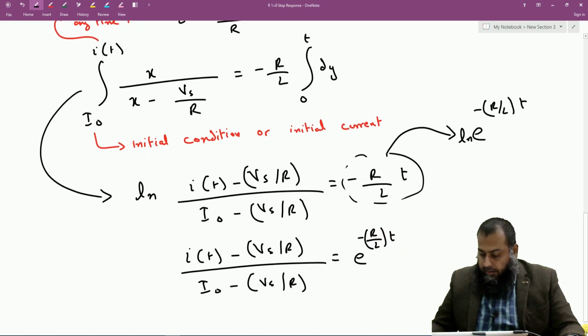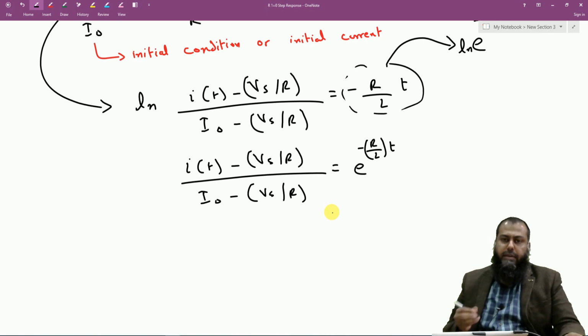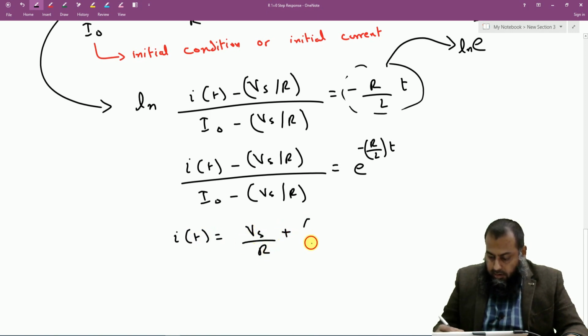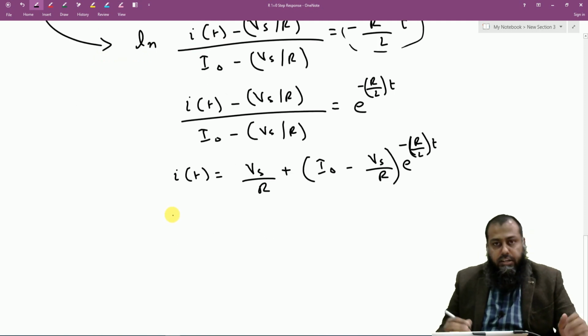Notice here that if I further manipulate this equation and do some mathematical arrangement, I will get the value of i, that is equal to Vs over R plus (I naught minus Vs over R) times e raised to the power minus R over L times t. Now, for this particular circuit, the initial condition is equal to 0, as we stated when we drew the circuit, that the initial current is equal to 0.